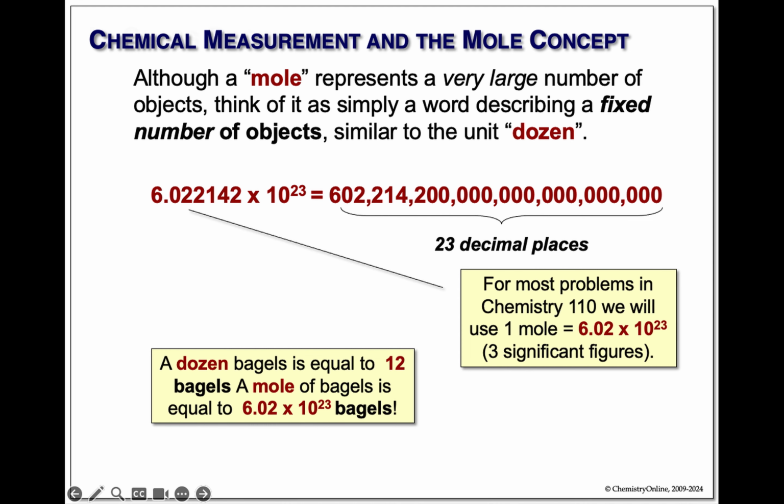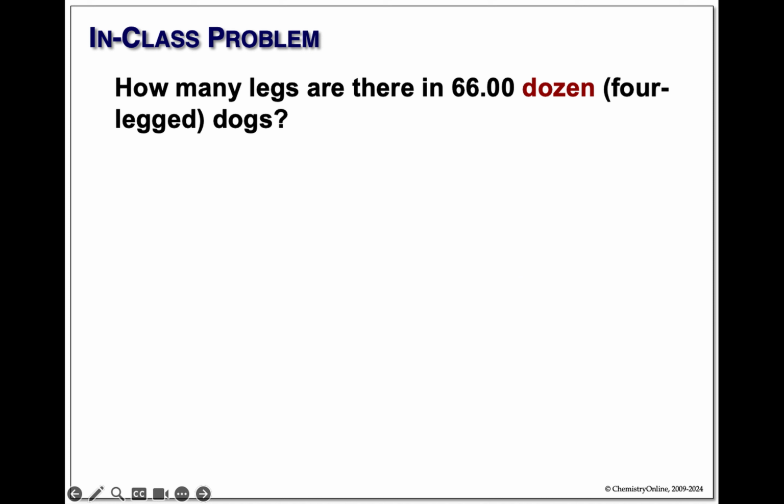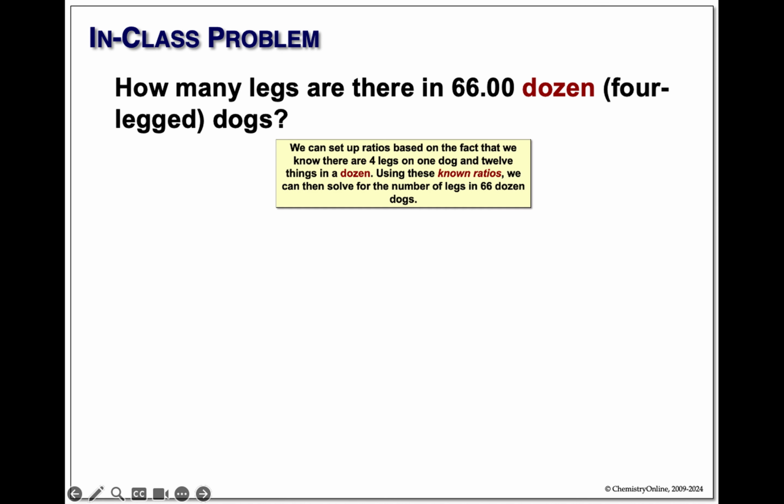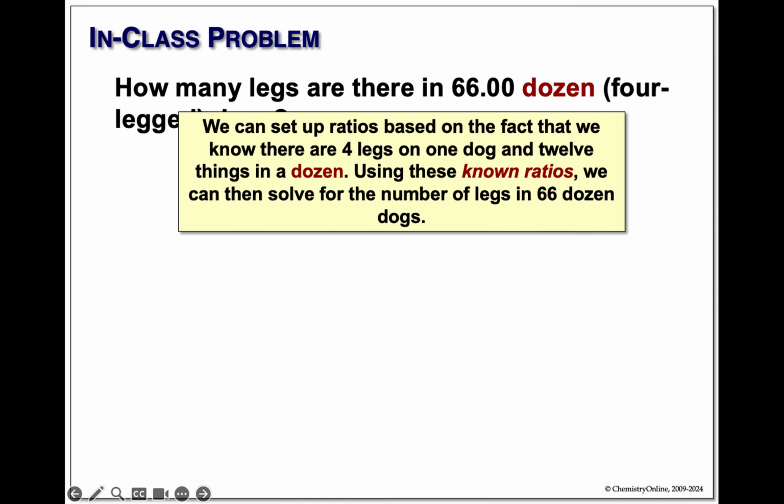Silly problem. We have four-legged dogs. We have 66 dozen of them. How many legs? Okay, we can do this because we have two ratios that we know. There are 12 things in a dozen, and there are 4 legs in every dog. So we'll take our given here, which is our 66 dozen, and we're going to multiply it by two ratios: 12 things in a dozen and 4 legs in a dog.